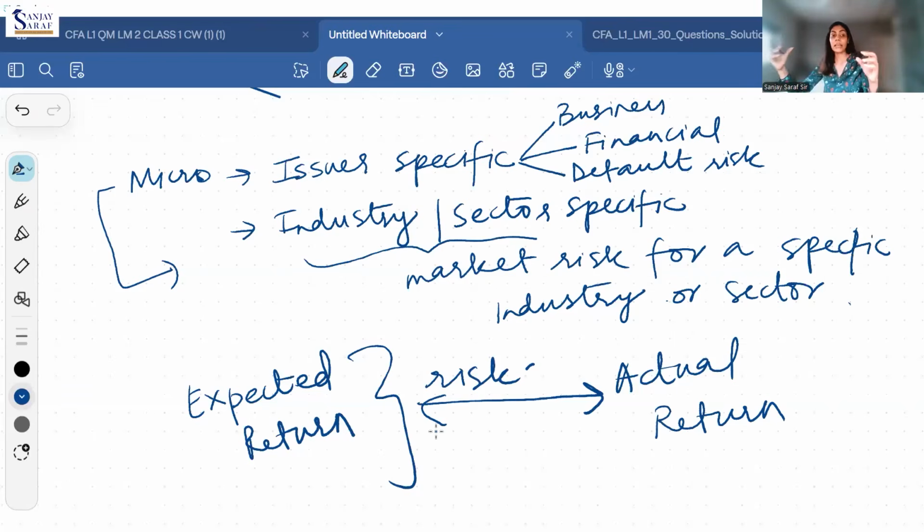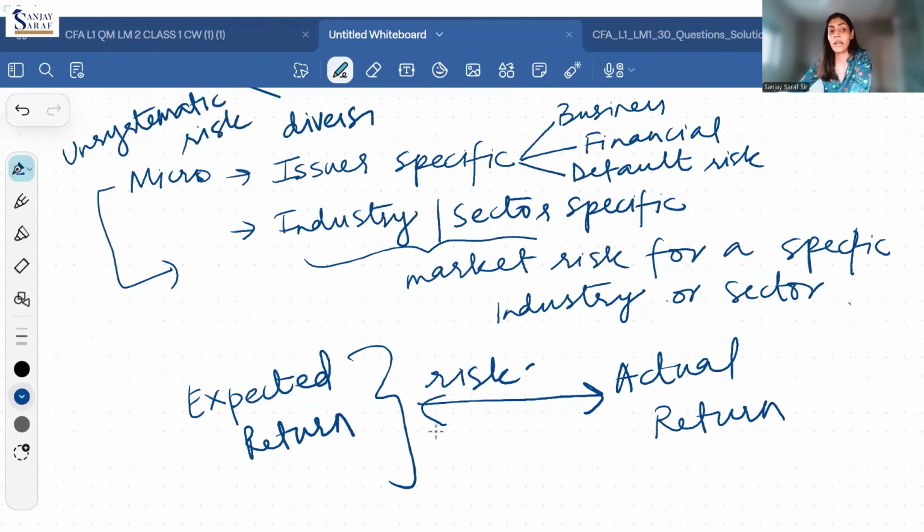So basically trying to tell you that there are risk factors because of which expected return and actual return can vary. That risk factor can be macro, affecting on a macro level, diversify nahi kar sakte, called systematic risk, or can be on a micro level, can be issuer specific or industry specific. These are unsystematic risk and can be diversified, also called diversifiable risk.